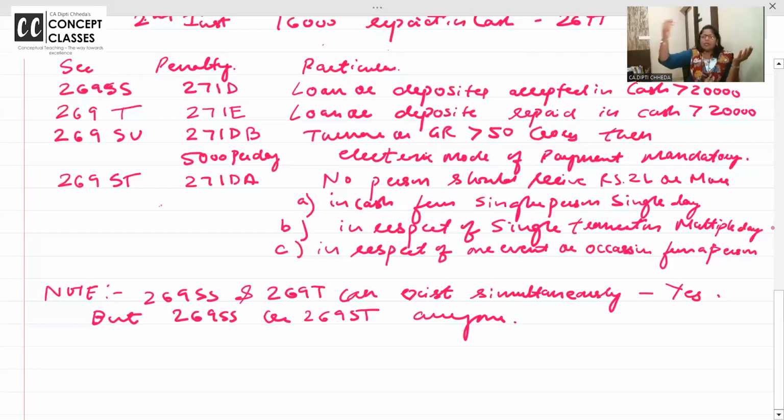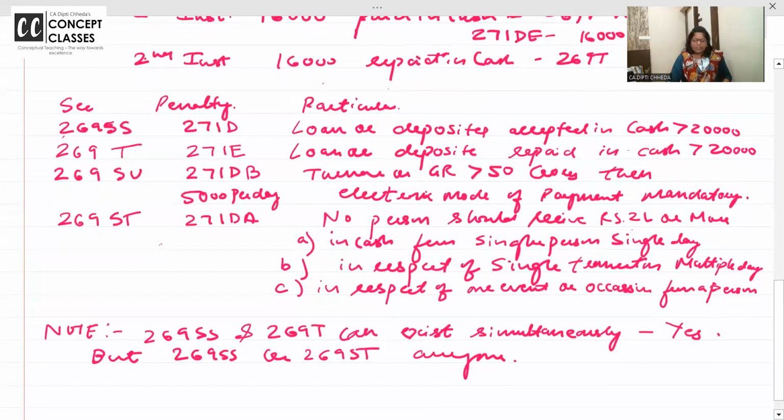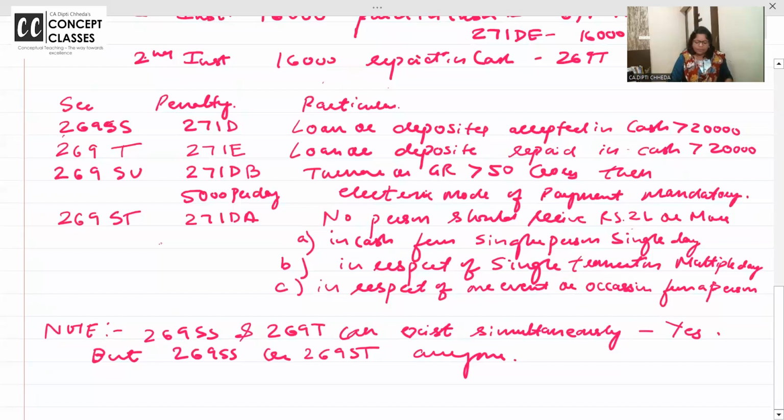If I have taken loan above 3 lakhs in cash, 3 लाख रुपए, तो मैंने 20,000 से ऊपर लोन कैश में लिया ना, I'm already caught up in 269SS. Now, just because 2 lakh के above transaction cash में हो रहा है, can you say they are caught up in 269ST also? Answer is no, they aren't. Nice concept. I hope this is all clear to all of you. So with this, you will be able to attempt all the questions.